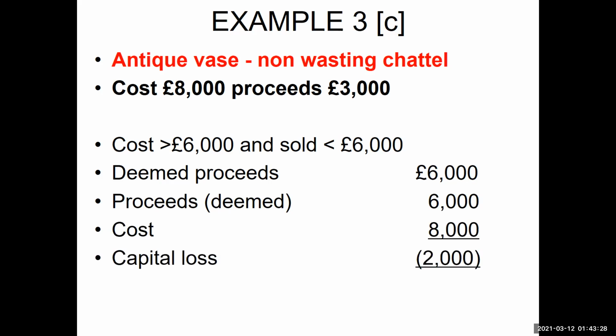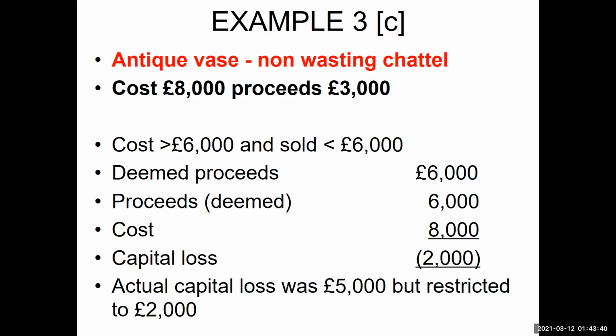We make a capital loss of 2,000. Typically, in real time, we know that the loss we have made is 5,000, which is 8,000 minus 3,000. But the capital loss we can claim will be only 2,000. So we claim 2,000, not 5,000. We are restricted to 2,000. And then D, like I said, vintage car is exempt.